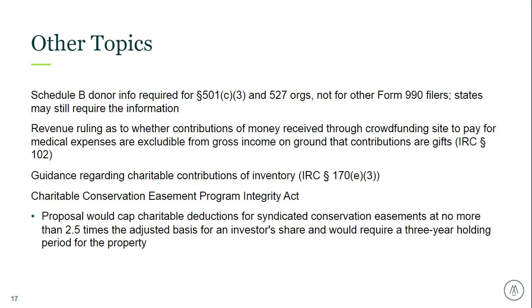So the IRS is still requiring Schedule B donor information for 501(c)(3)s and 527 organizations, but they're not requiring it for other Form 990 filers. So they're not required for 501(c)(4)s, (c)(5)s, and (c)(6)s, although some states may still require this information. Most recently, the U.S. Supreme Court announced its decision on Schedule B detail for the state of California and held that the California law requiring nonprofit organizations to disclose donor information in the state of California was unconstitutional.